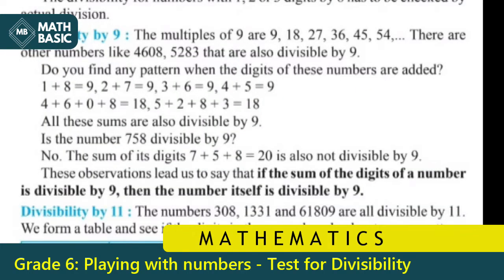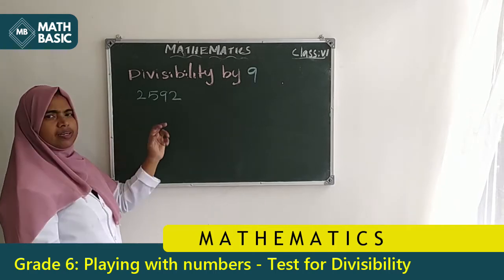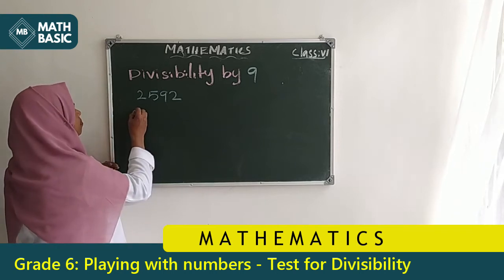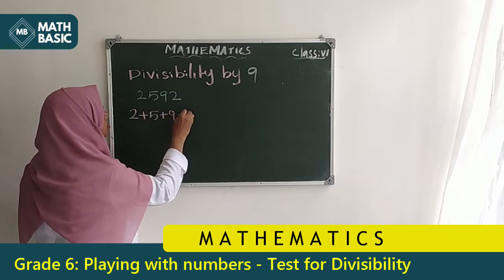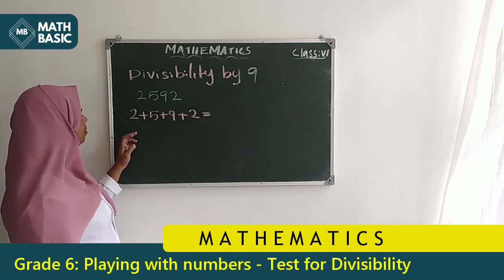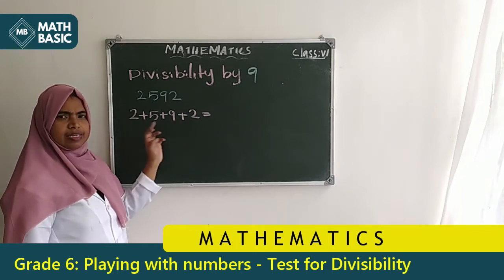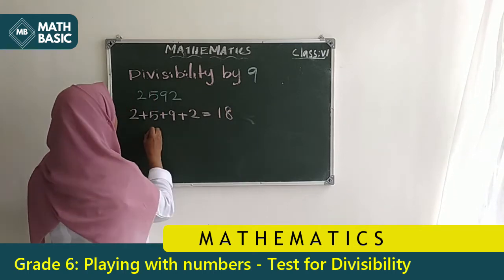Divisibility by 9. If the sum of the digits of a number is divisible by 9, then the number itself is divisible by 9. See an example, 2,592. Check whether the number is divisible by 9. Add these digits: 2 plus 5 plus 9 plus 2. 2 plus 5 is 7. 7 plus 9 is 16. 16 plus 2 is 18. 18 divided by 9.